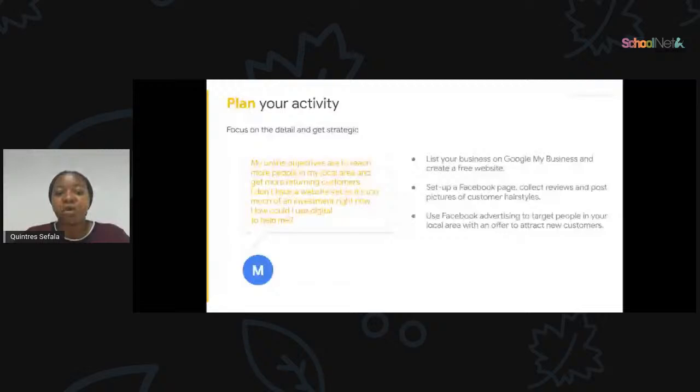From there, and you could use Facebook advertising. Please note you do pay for Facebook advertisement to appear to people that don't follow you or to appear to a wide range of people. And then now that you have planned your activity, you've set your activity, how do you then measure that your objectives or your goals have happened?